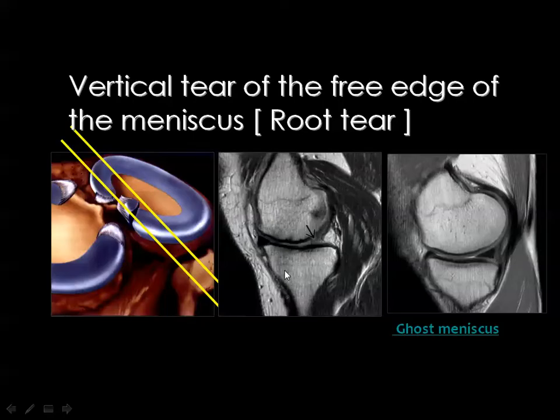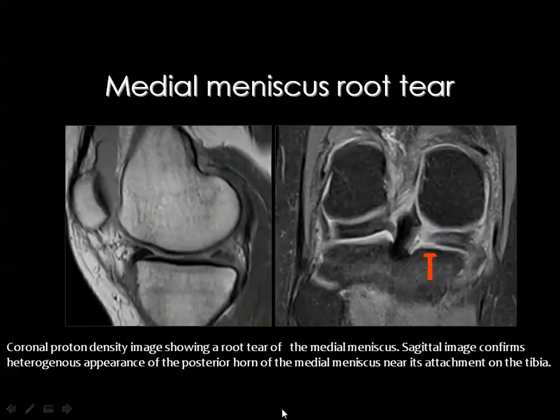If this is an observation at MRI examination before the diagnosis of root tear, known as ghost meniscus, we should ask the patient about previous surgery, because endoscopic removal of a part of a meniscus will result in this appearance. But if there is no surgery, then you know that this is a root tear.